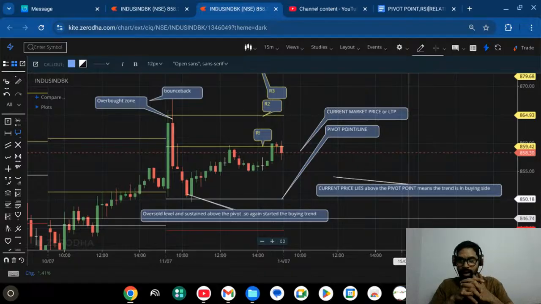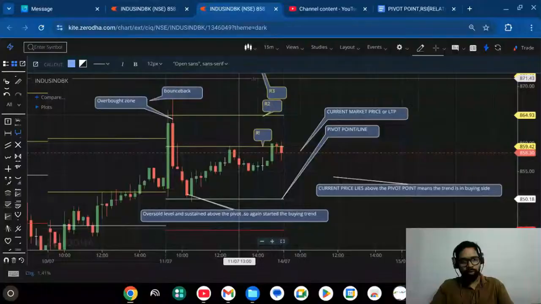But some other parameters are also available in your trend indicators. There are lots of more indicators available to identify your overbought level and oversold level. When the market reaches your overbought level, then the market can bounce back. In the meantime, the market may reach the R1 level, or the R2 level, or your R3 level.